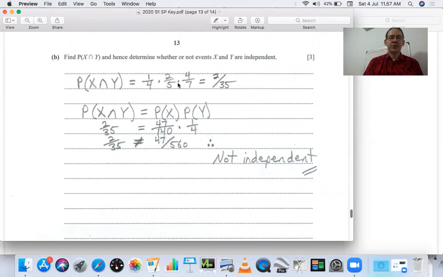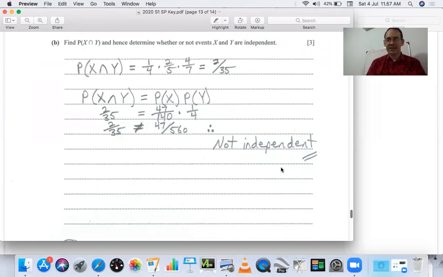So make sure when you're showing whether it's dependent or independent, you've done P of X separately, P of Y separately, your intersection separately, then multiply your P of X times P of Y and check that against the intersection of the two. If they're equal, they are independent. If they are not equal, it means they are not independent. The two are related somehow.